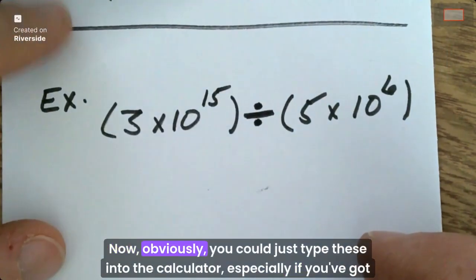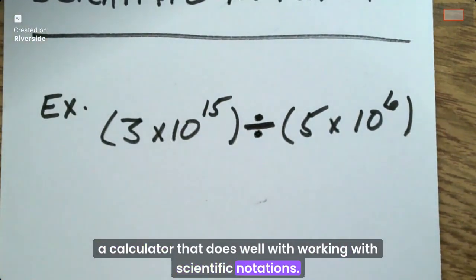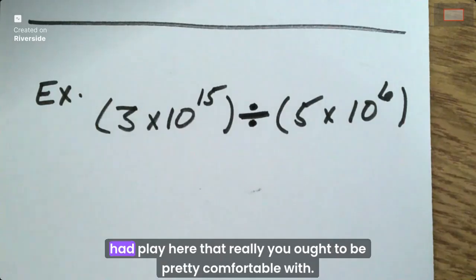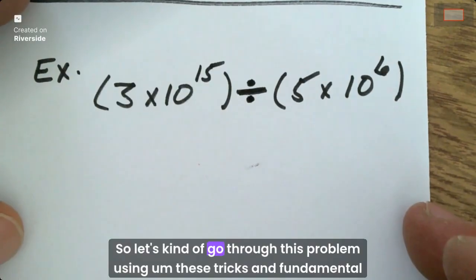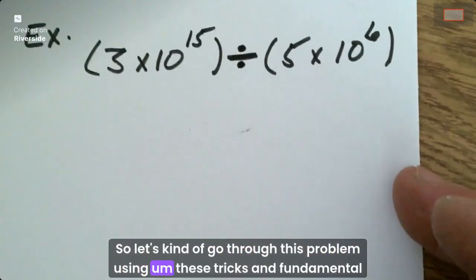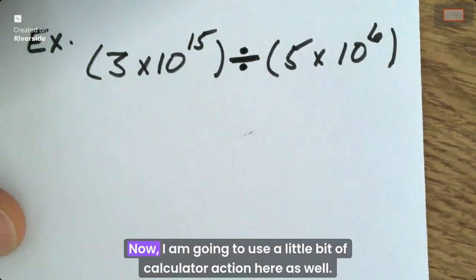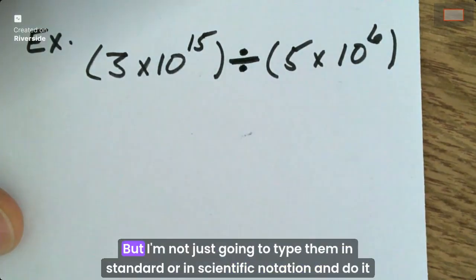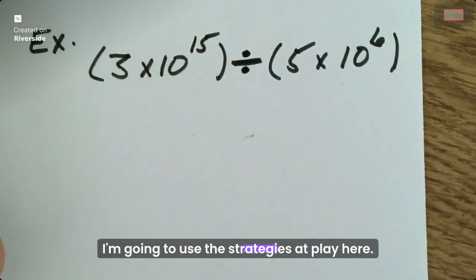Now, obviously, you could just type these into the calculator, especially if you got a calculator that does well with scientific notations, and that's always a great option. But there are really some fundamental practices at play here that you ought to be pretty comfortable with. So let's go through this problem using these tricks and fundamental principles that we should know how to use. I am going to use a little bit of calculator action here as well, but I'm not just going to type them in in scientific notation and do it that way. I'm going to use the strategies at play here.